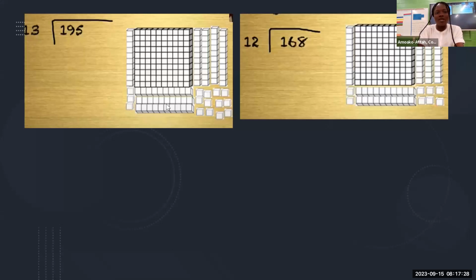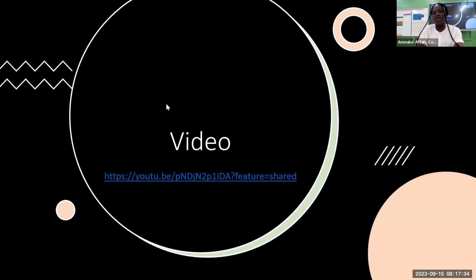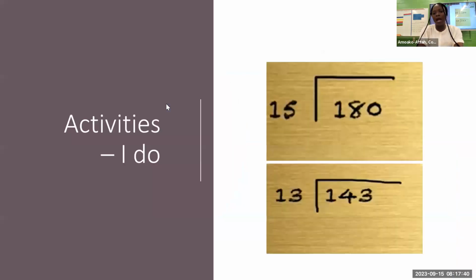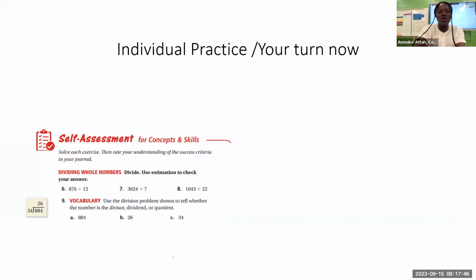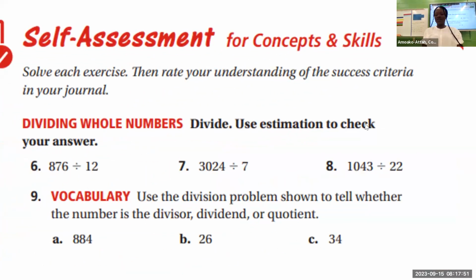I have so many examples to guide you. So this is the visualization of what you are going to get. And there is a video also under it. Perfect. And this is the I do. I will process this with you, and I've done that already. This is the you do, and this is your turn to try this out. If you're able to get it, kindly share your answers on my page for me to review it for you.